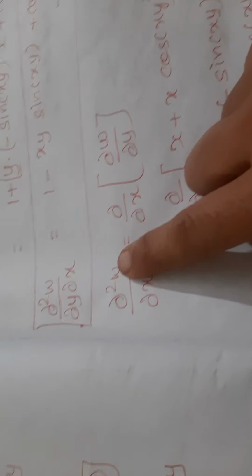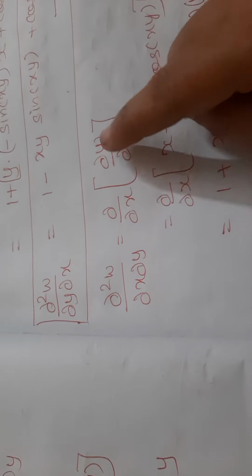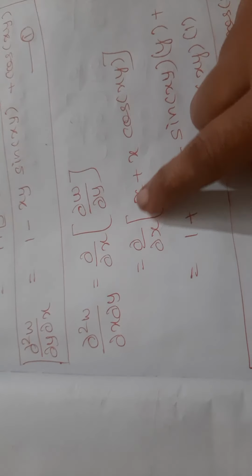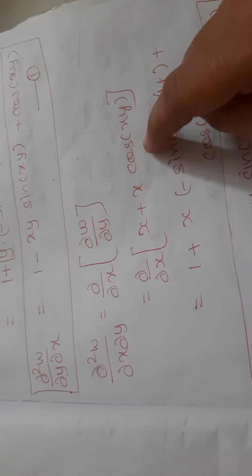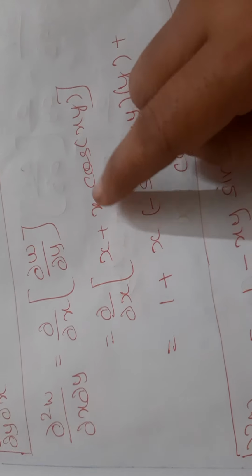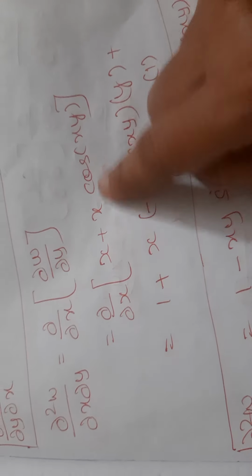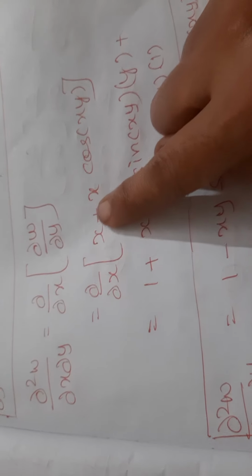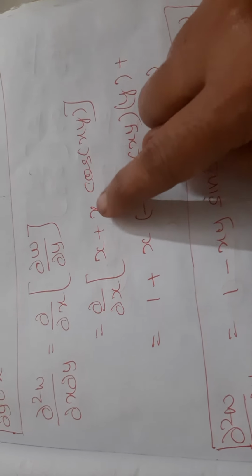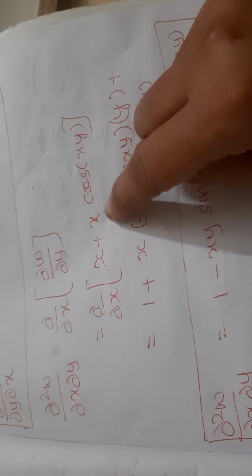Now I want to find ∂²w/∂x∂y. This is nothing but ∂/∂x of ∂w/∂y. ∂/∂x of ∂w/∂y is nothing but x plus x into cos xy. So I want to do the differentiation with respect to x partially here. So the differentiation of x is nothing but 1 plus, this is x, and here also we have x. So both must be treated as uv.